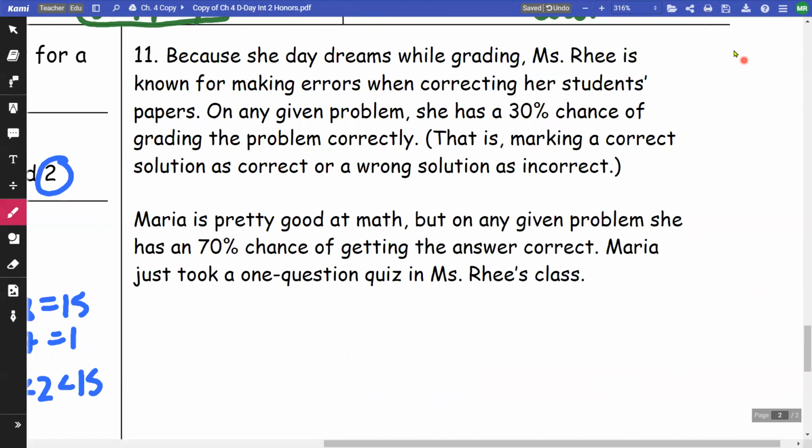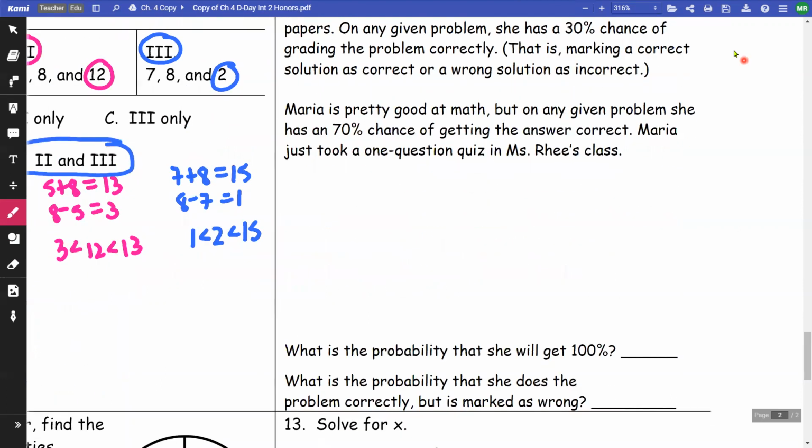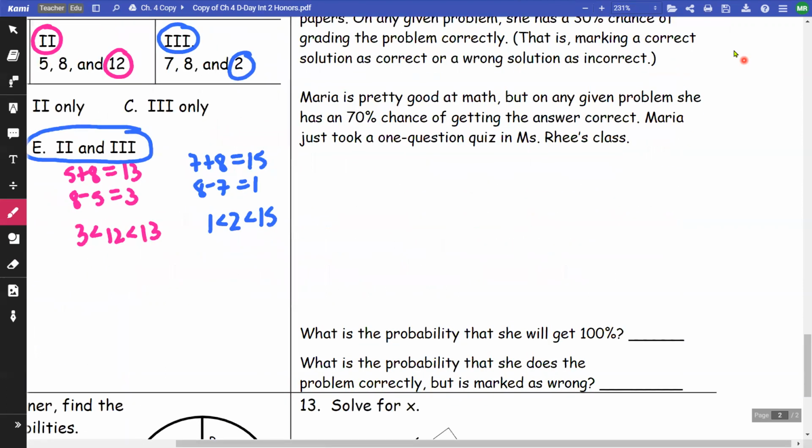On 11, because she daydreams while grading, Miss Rhea is known for making errors when correcting her students' papers. On any given problem, she has a 30% chance of grading the problem correctly. That is marking a correct solution as correct and a wrong solution as incorrect. Maria is pretty good at math, but on any given problem, she has a 70% chance of getting the answer correct. Maria took a 1-question quiz in Miss Rhea's class. What is the probability she'll get 100%? What is the probability that she does the problem correctly but is marked as wrong?